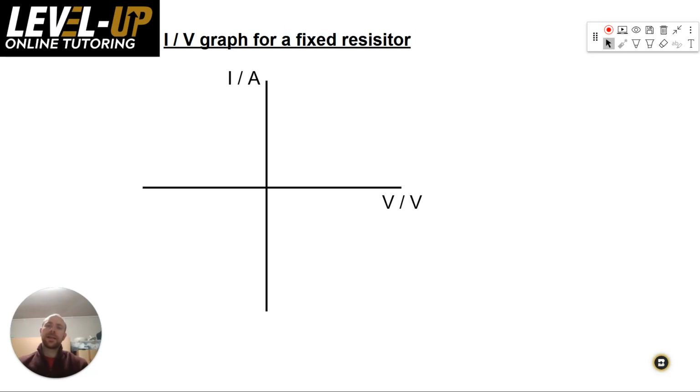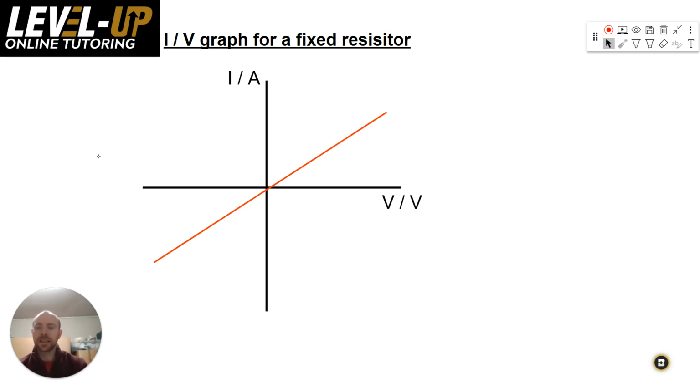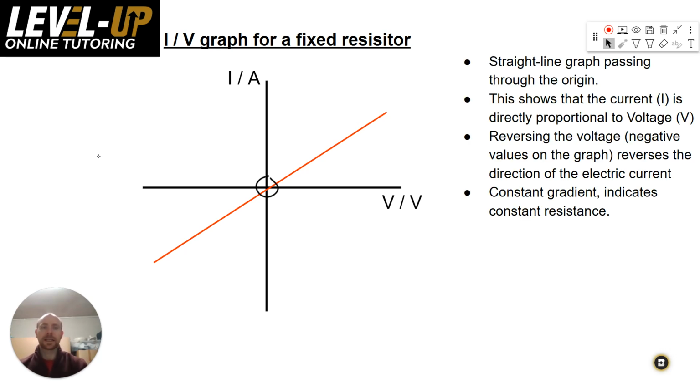So once I've got my table, and if you were to do that with a fixed resistor, make sure you don't change the resistance of that resistor, you could plot those results, and what you should get is a straight line. Not just a straight line, it's a straight line that goes through the origin. And you should be aware that any straight line that goes through the origin is called directly proportional. So a straight line graph passing through the origin shows that the potential difference is directly proportional to the current, or the current is directly proportional to the potential difference.